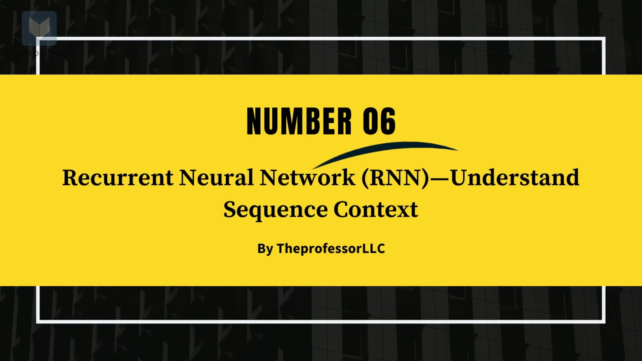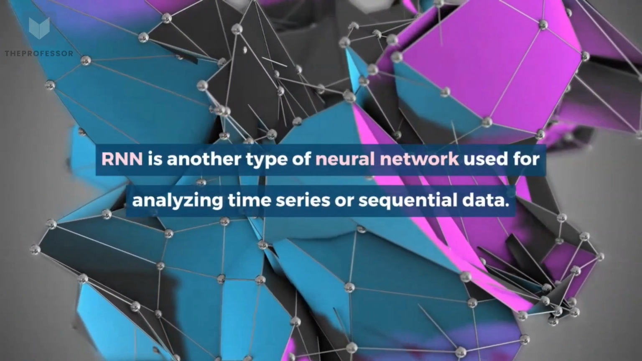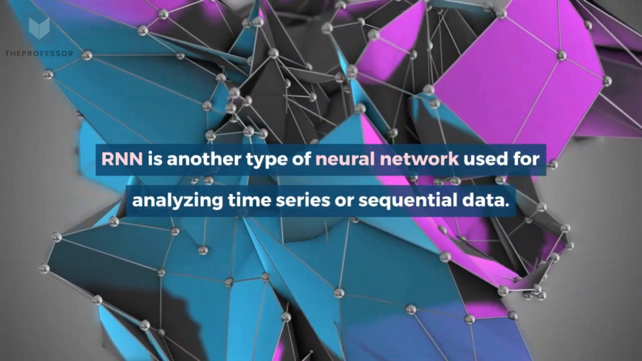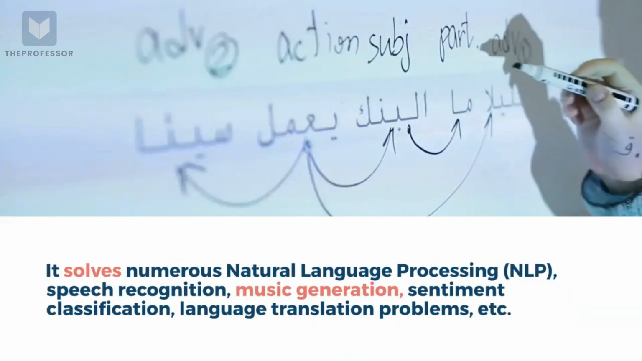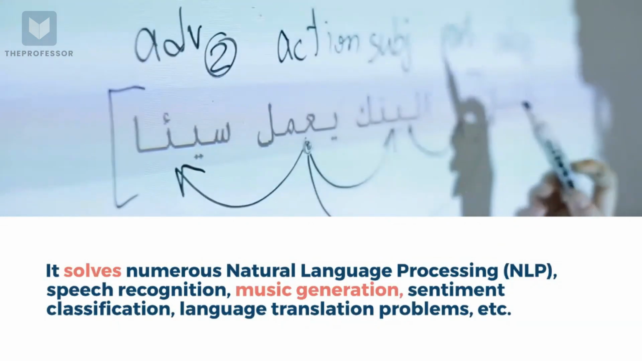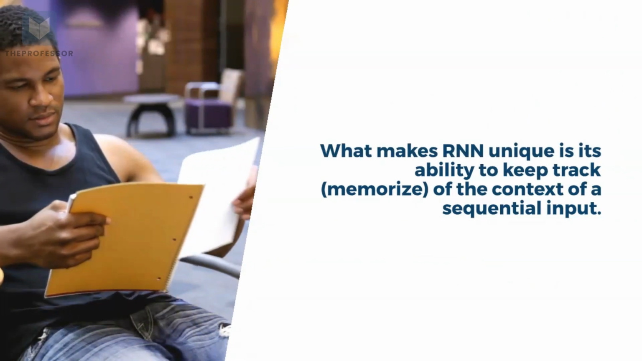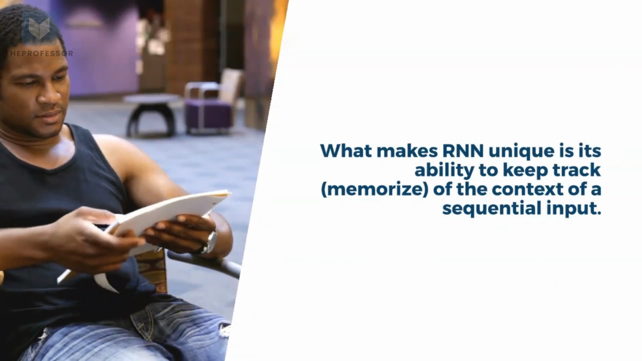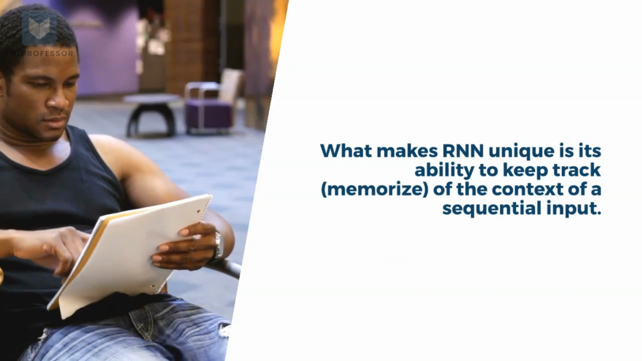Number 6. Recurrent Neural Network, RNN, Understand Sequence Context. RNN is another type of neural network used for analyzing time series or sequential data. It solves numerous natural language processing, NLP, speech recognition, music generation, sentiment classification, language translation problems, etc. What makes RNN unique is its ability to keep track, memorize, of the context of a sequential input.